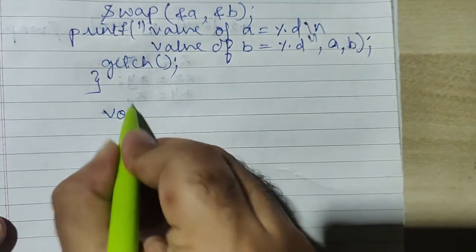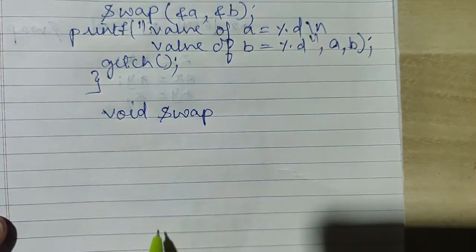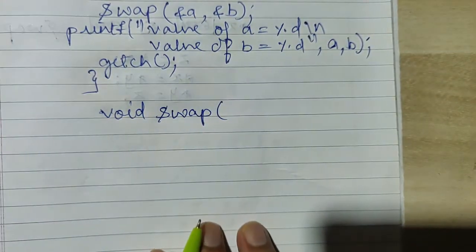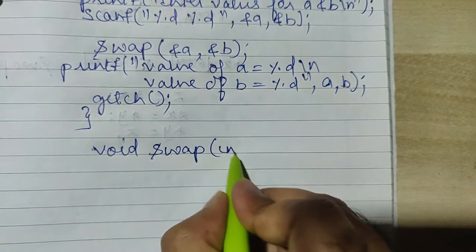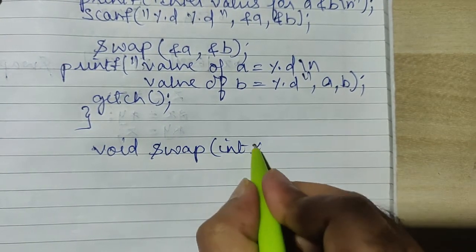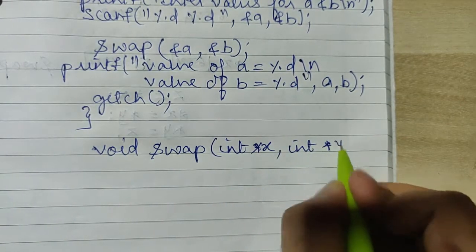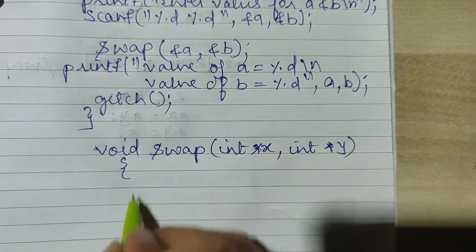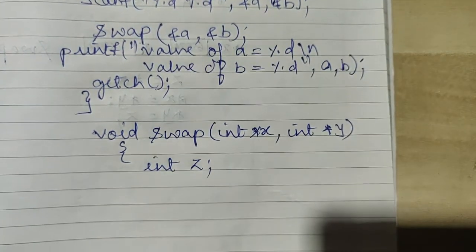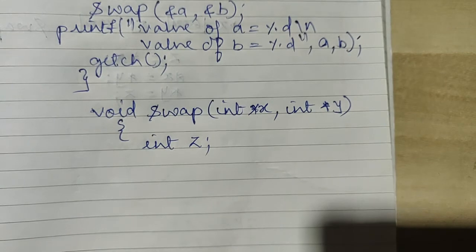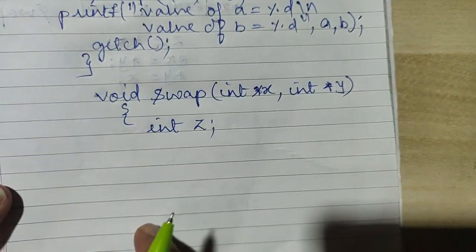So void swap, because we are passing address of A and address of B, so we will collect that in the pointer variable x, comma, and pointer variable y. Then I'm declaring an extra variable z, which could be used to hold the values temporarily. And now here I'll write the logic to swap the values.